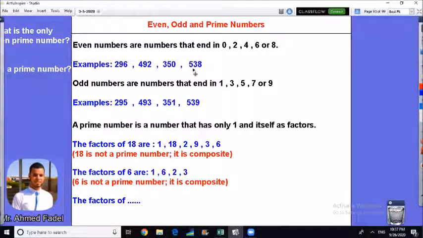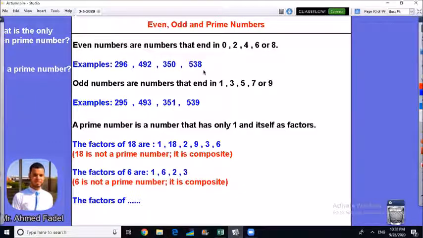And 538 ends with an 8. So it is an even number. All right, moving on to the next one, which is odd numbers. Odd numbers are numbers that end with 1, 3, 5, 7, or 9, the rest of the digits. So any number in the world that ends with 1, 3, 5, 7, or 9 is an odd number.